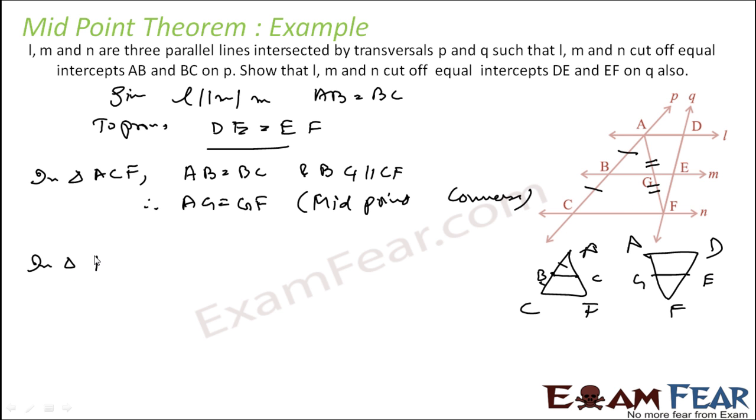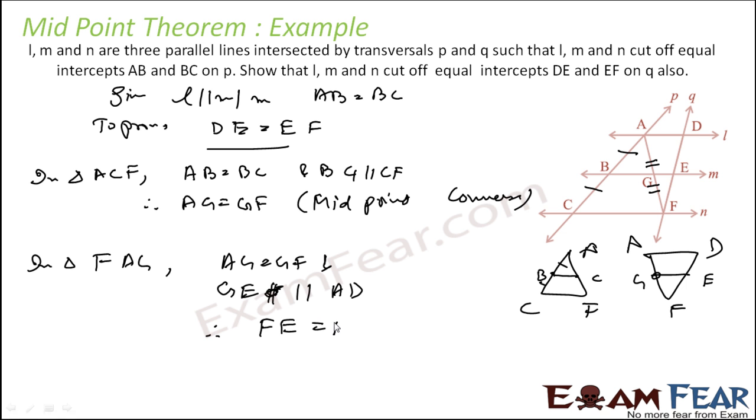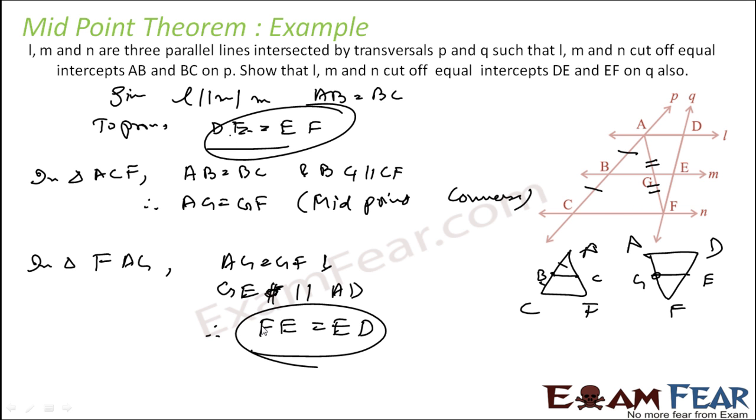Now in triangle FAD, G is the midpoint of side AF, that is AG is equal to GF, and GE is parallel to AD. Correct? Because these three lines are parallel, L, M, N. Therefore, E is the midpoint of FD, that is FE will be equal to ED. And that is what we have to prove. DE is equal to EF, both are the same.